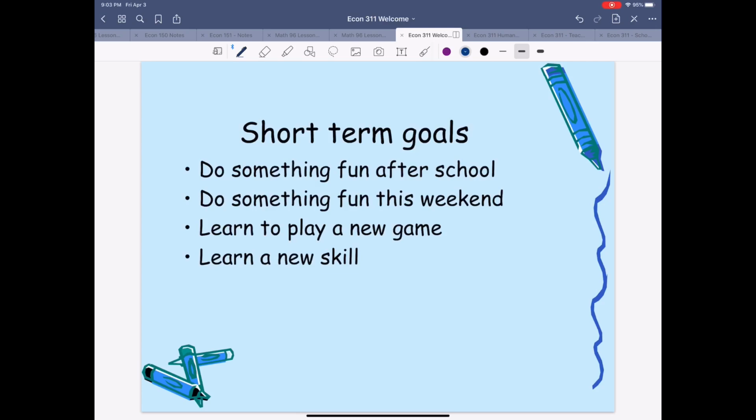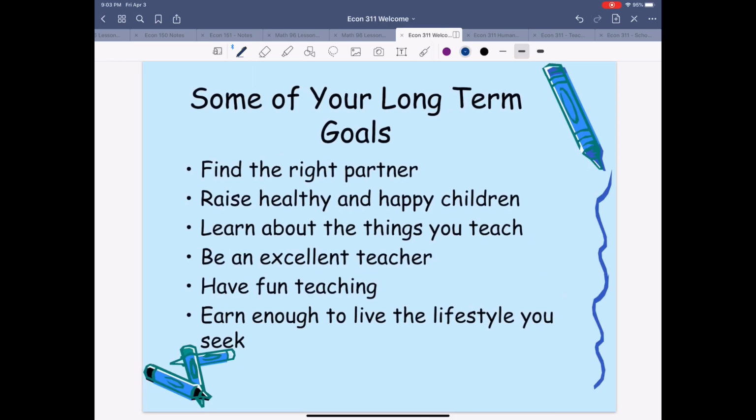Do something fun this weekend. Learn to play a new game. Learn a new skill. All of these things are exciting for students, and we can sit down with them, and whatever age range they are, we can appropriately interact with them and have them set goals. And there's nothing a student likes more than to think about themselves and what they're going to do, and we can start to connect this with some really important aspects of economics.